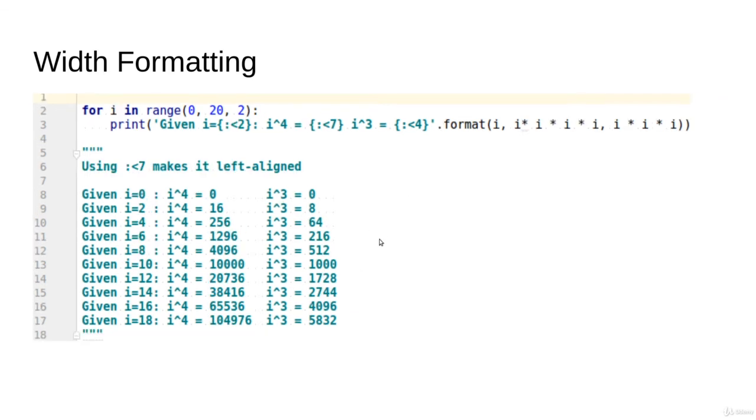Now we can make it also left aligned output. To do that, you can use the less than sign. So less than 2 makes it left aligned here. Less than 7 makes it left aligned here. Less than 4 makes it left aligned here.